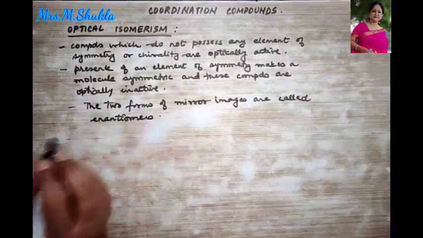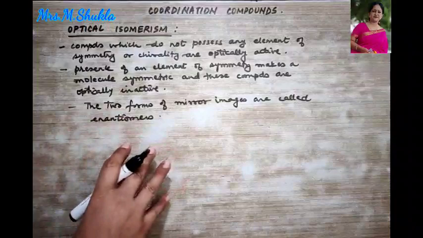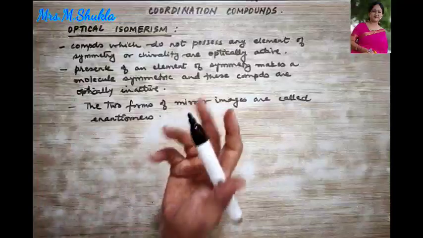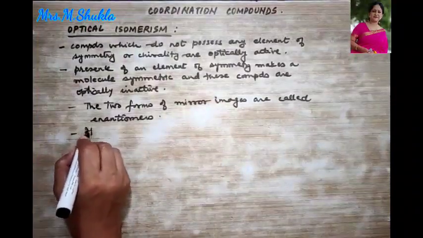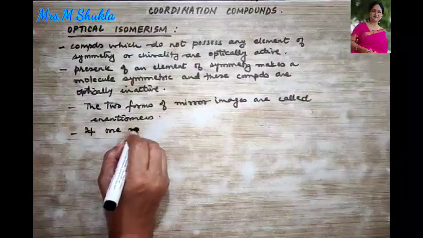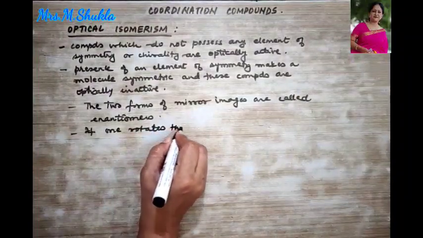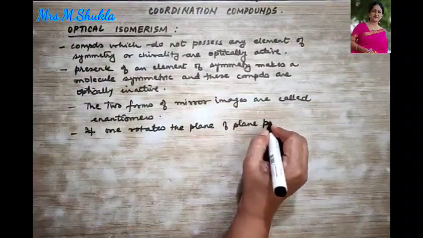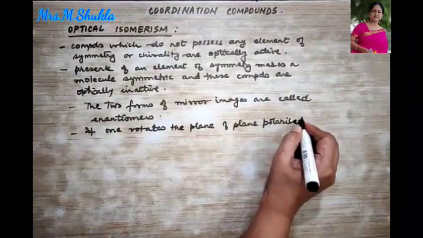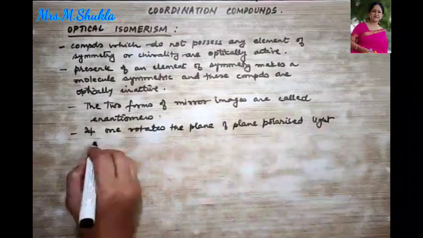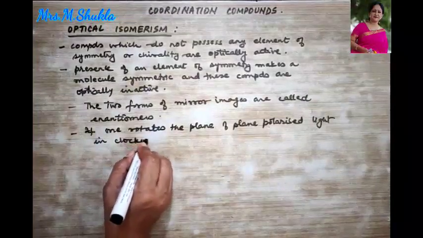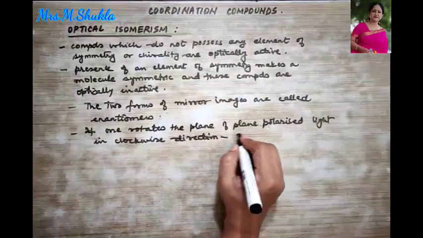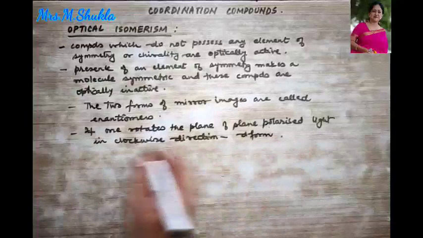Enantiomers. Fine. If one rotates the plane polarized light in clockwise direction, then what kind of isomer do they form? They form D form. Okay. So if one rotates the plane polarized light in clockwise direction, then what is it? Then it forms D form isomer.